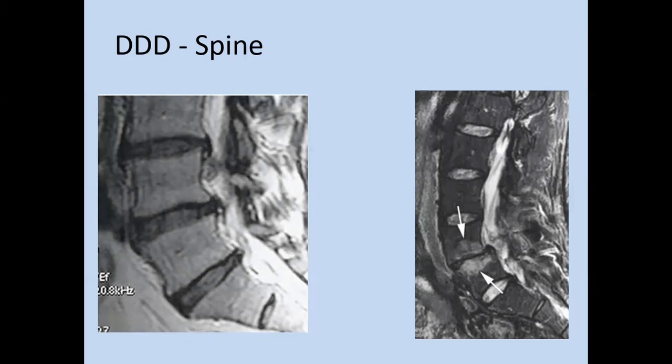This is not an Andersson lesion. Remember, when we looked at Andersson lesion type A, we saw preservation of the disc height. But with Modic type 1 degenerative disc disease, there is loss of disc height here.